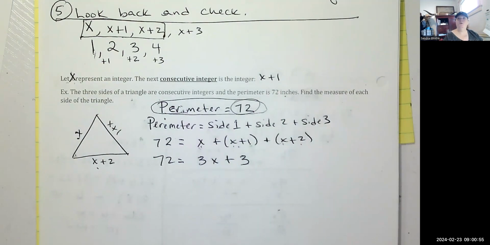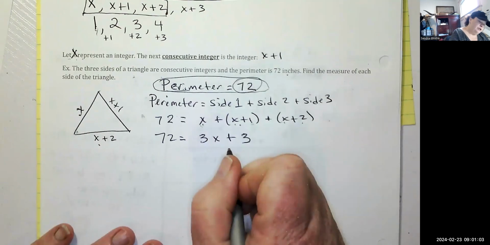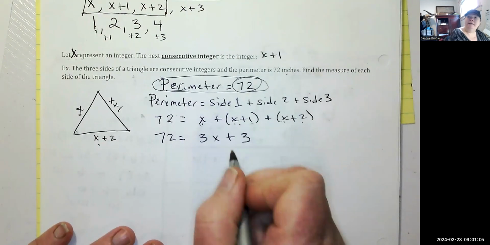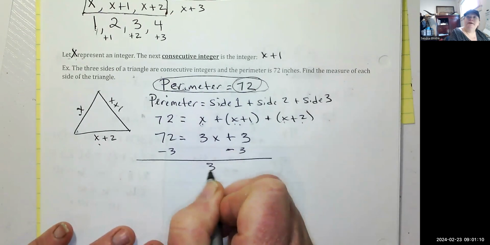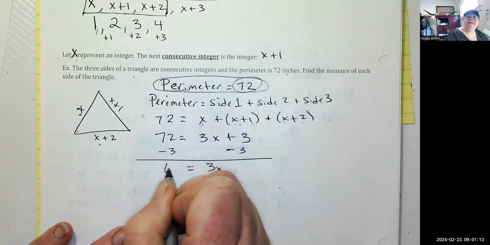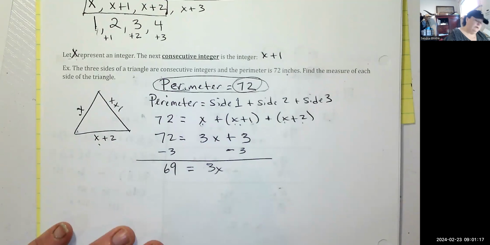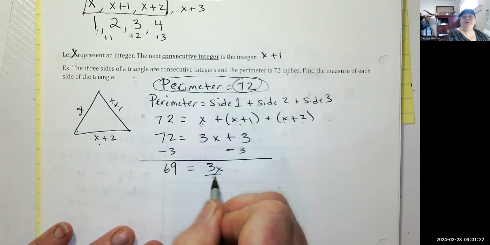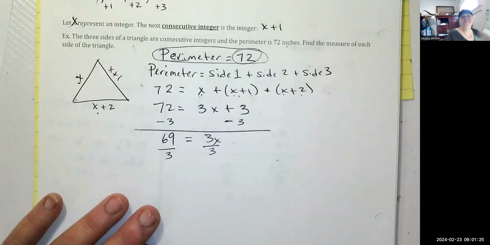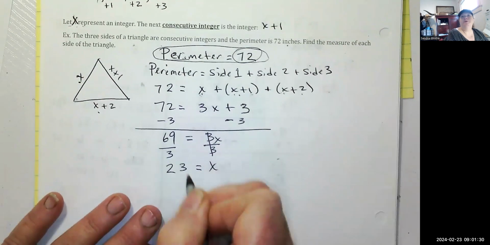We've combined all of our like terms. Now we need to isolate or solve for x. I need x all by itself on one side, so I'm going to subtract 3 from both sides, and I get 3x on one side and 69 on the other. Who's attached to x and how? 3 is attached by multiplication. The opposite of multiplication is division, so we divide both sides by 3. So x is equal to 23.